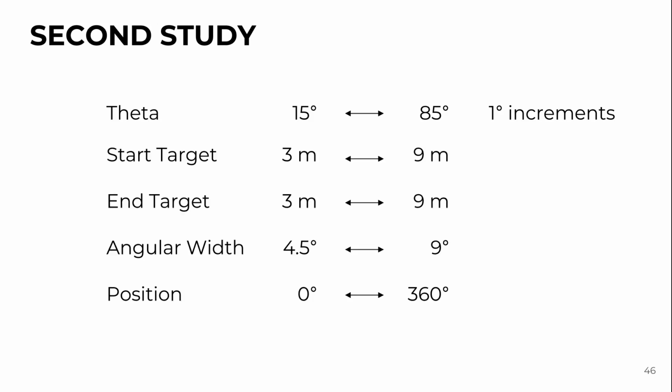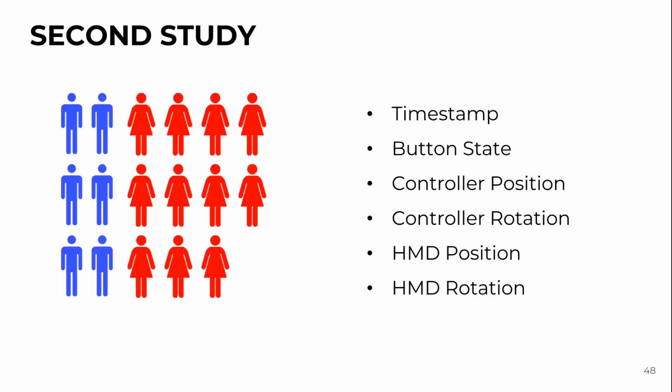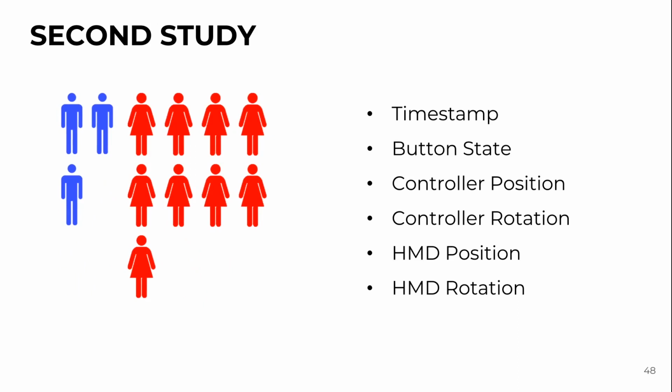The rest of the variables were randomly distributed between the values we used in the first experiment, as shown on the slide here. For this experiment, we broke the session into 50 sections, each with 7 pairs of targets covering all angles in random order, and the users were required to perform 6 reciprocal selections. This works out to 2,100 trials per participant. From the original pool of 17 participants, a total of 12 participants, 3 male, completed experiment 2. This gave us the option to examine behavior across the 2 studies.